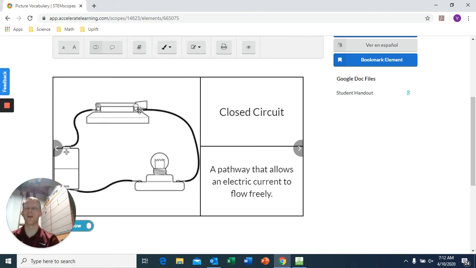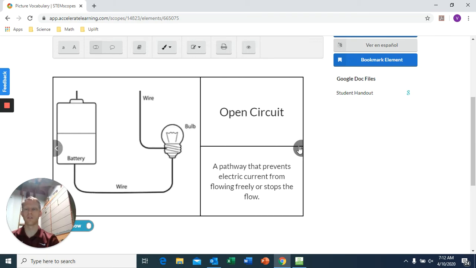Now what happens if the switch was opened? We don't have a switch in this picture, but we could imagine a switch up here at the top that is open instead of shut. In this case, we would have an open circuit. That is a pathway that prevents electric current from freely flowing or stops the flow in some way.